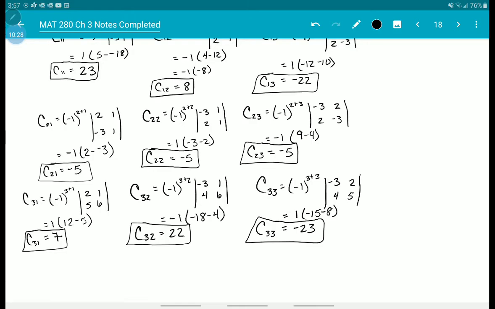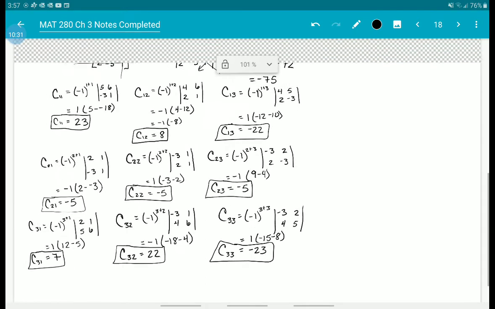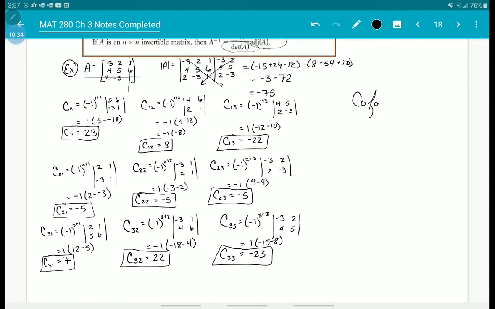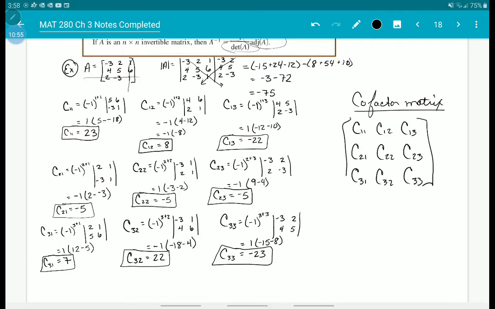So we have found all of these cofactors, so we can build our cofactor matrix. The cofactor matrix will list C11, C12, C13. It's just putting those in their respective places. So then this matrix for us will look like this: 23, 8, negative 22, negative 5, negative 5, negative 5, 7, 22, and negative 23.